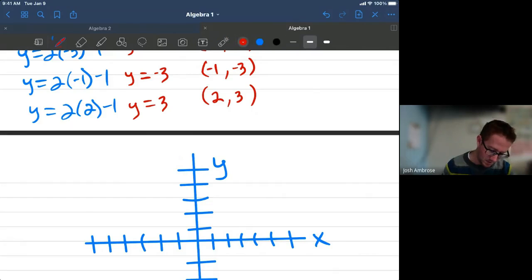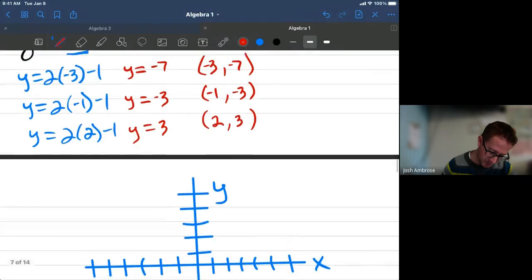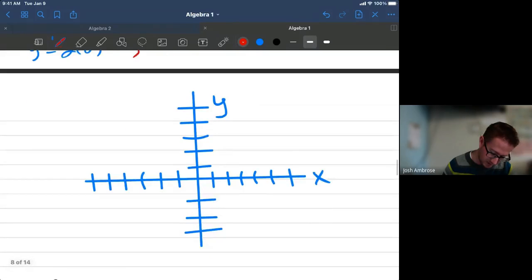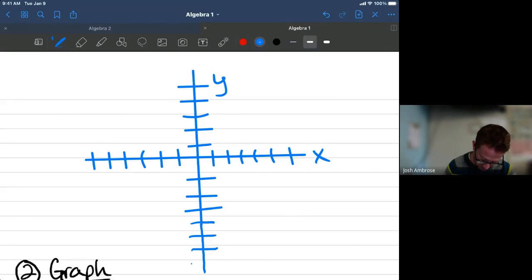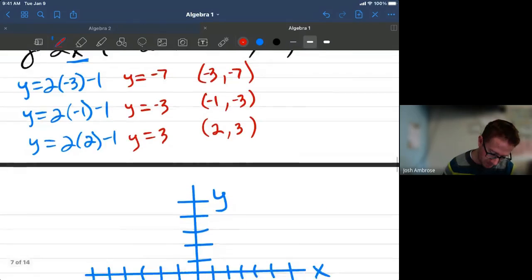Okay? All right. So our first point, -3, -7. We definitely did not have quite enough space for that one. So let's go ahead and extend this down. We got 1, 2, 3, 4, 5, 6, 7. There we go. We're going to cover that space. Perfect.